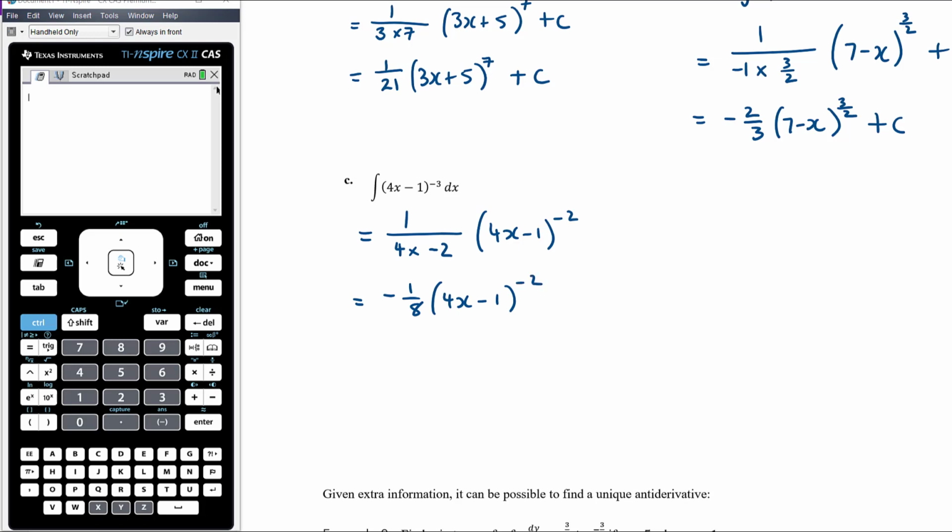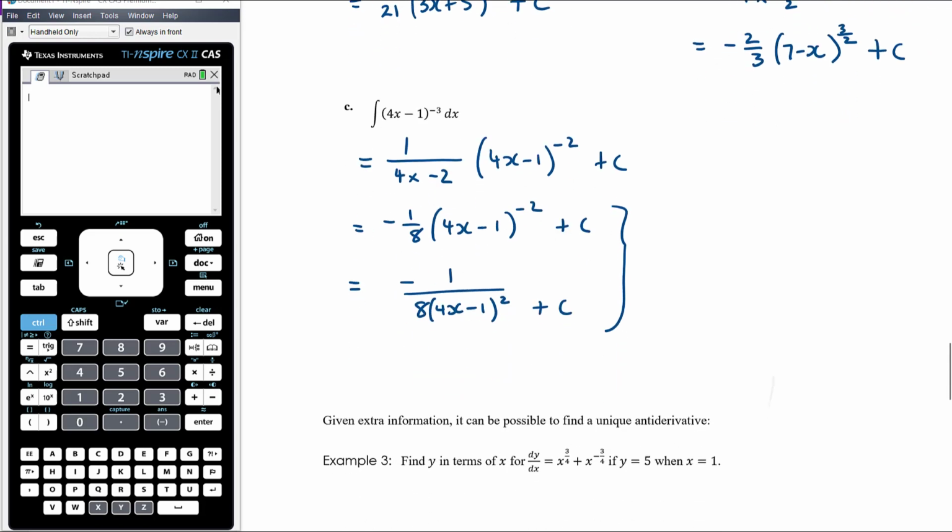Now, because you've got a fraction and also a negative power, it's probably neater to write this as negative 1 over 8 times 4x minus 1 squared. But it's perfectly fine in the previous line, it's correct. And plus c. See how easy it is to forget?